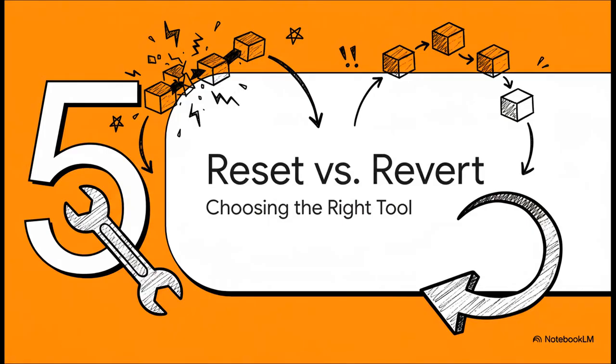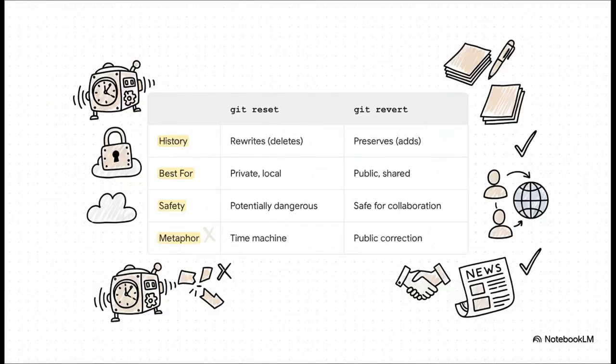All right, we've met the two heavy hitters for fixing committed mistakes. Now let's put them side by side in a final showdown so there's absolutely no confusion about which one you should be using. This right here, this is basically everything you need to know. On one side, you have git reset. It rewrites history. It's for your private, local work. It's your personal time machine. On the other side, you have git revert. It preserves history by adding to it. It's for public, shared branches. It's like publishing a correction in a newspaper. One is a secret, the other is a public record.